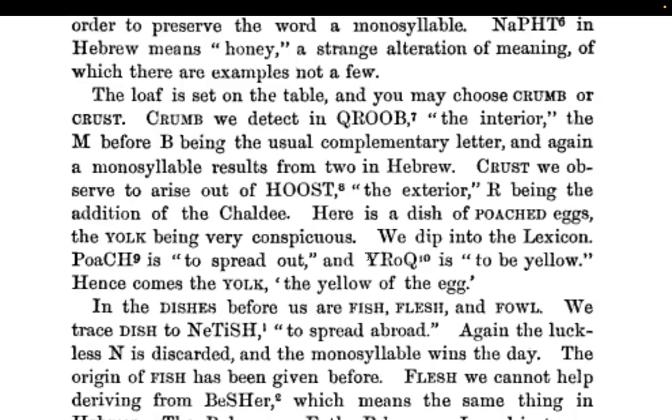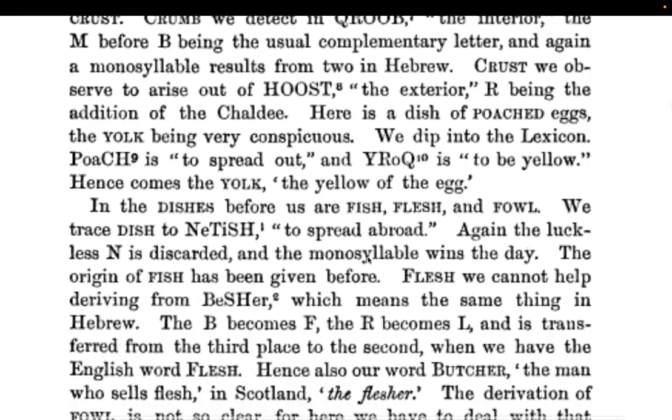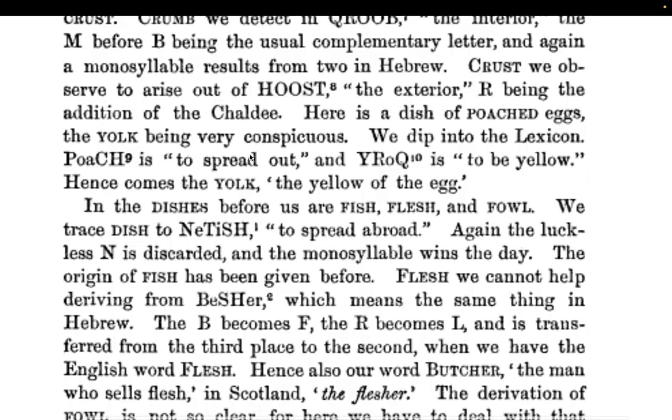Here is a dish of poached eggs, the yolk being very conspicuous. We dip into the lexicon. Poach is to spread out, and yaruk is to be yellow. Hence comes the yolk, the yellow of the egg.